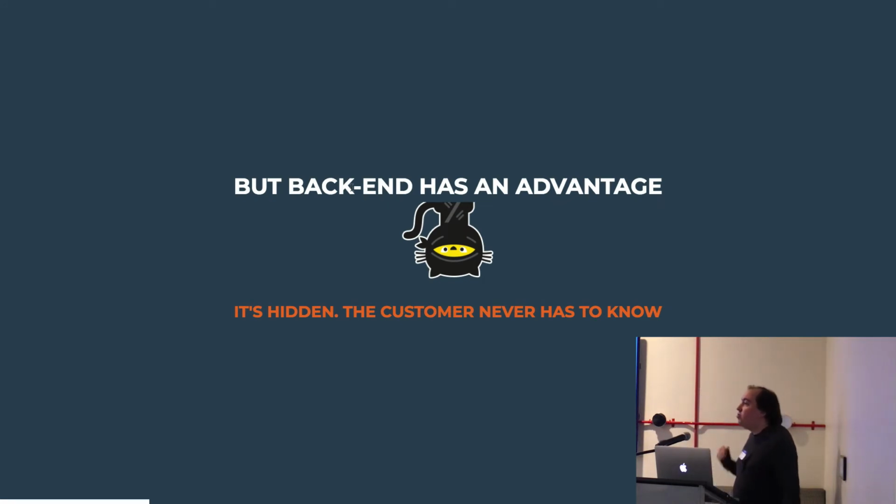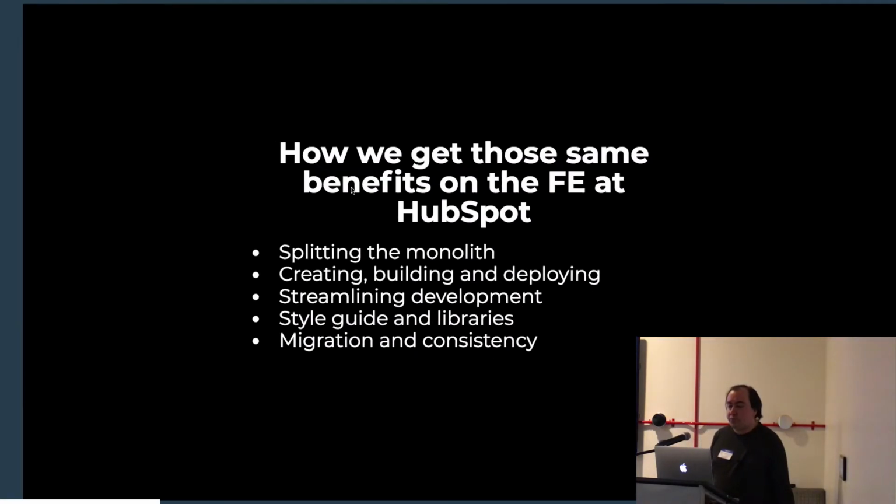Your users don't see it. If you went from having 10 services to having 1,000, even if it's an endpoint that you're hitting, there could be a gateway in front of it. Your users will never have to know. There might be some increased latency or something, but there's even ways to deal with that. So on the front end, when we split things, it directly affects the user.